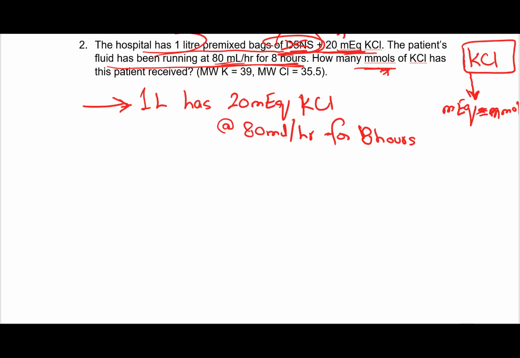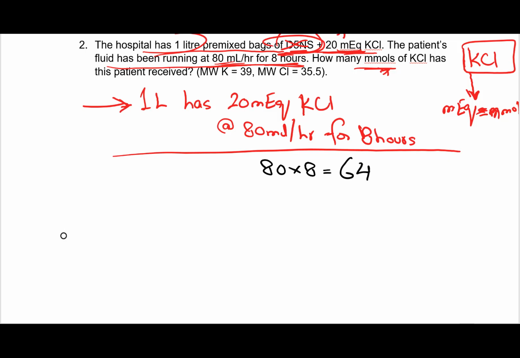So let's calculate how much fluid the patient has received first, and then from that we can calculate how many milliequivalents the patient has received. If the patient received 80 mLs per hour for 8 hours, in 8 hours the patient has received 640 mLs.